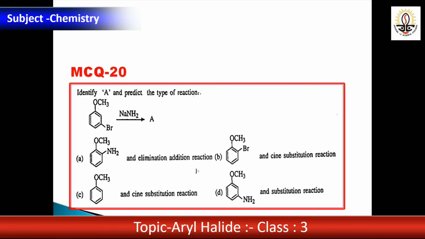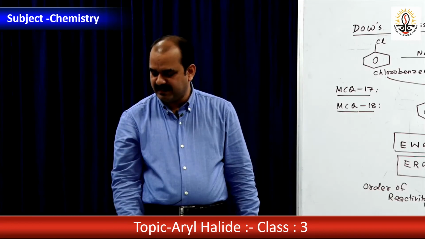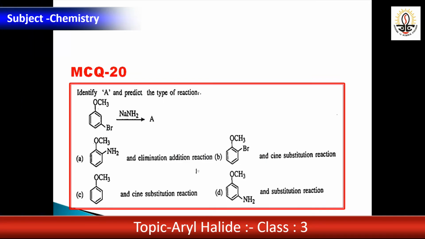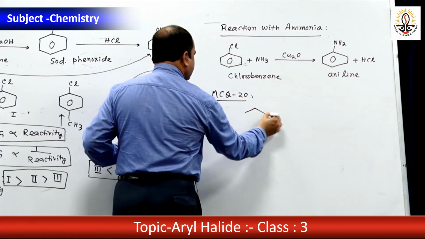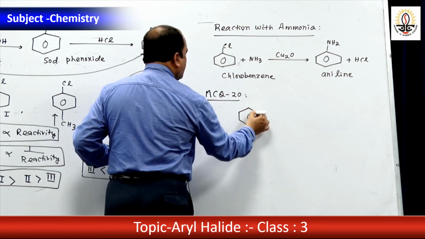Identify A and predict the type of reaction. The question is that metabromoanisole reacts with sodamide. Metabromoanisole plus sodamide. Identify the correct option. Options and name reactions are also given. Here is MCQ number 20. The question given is metabromoanisole.